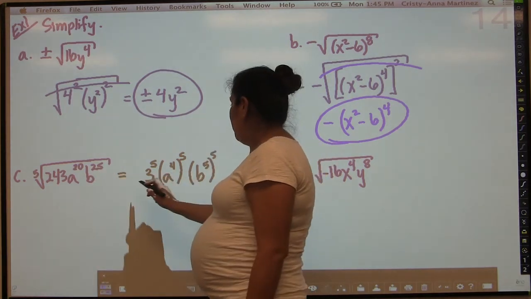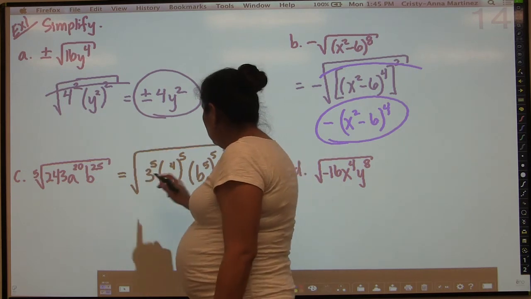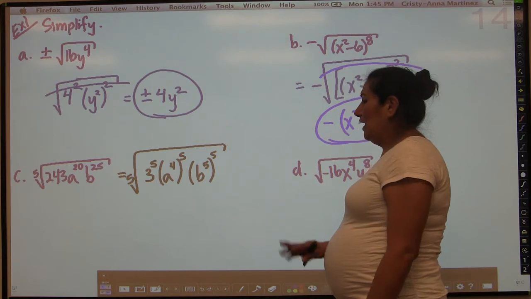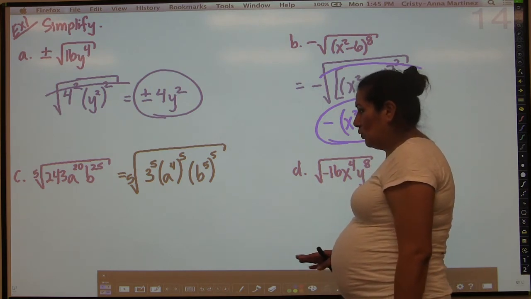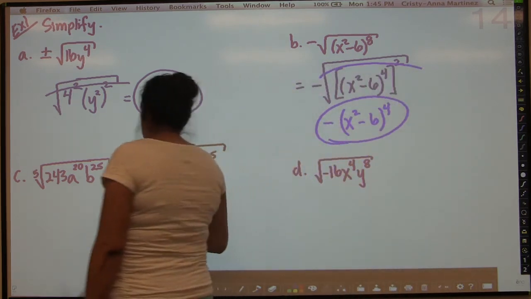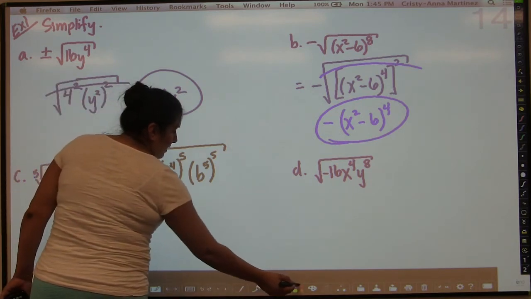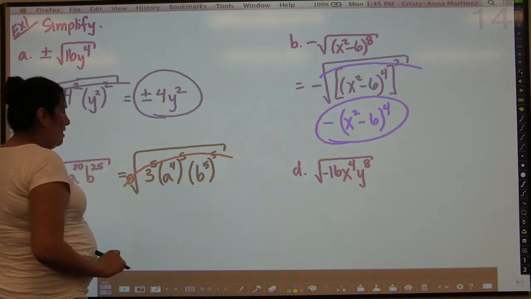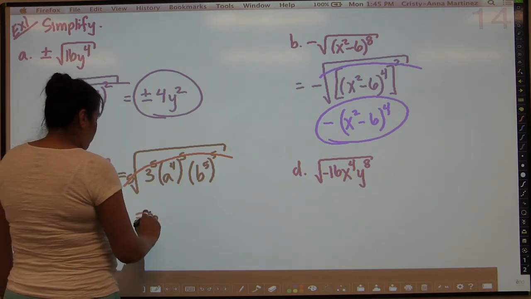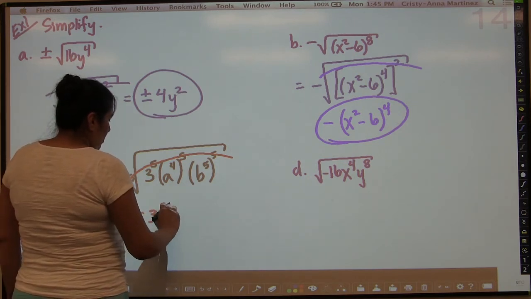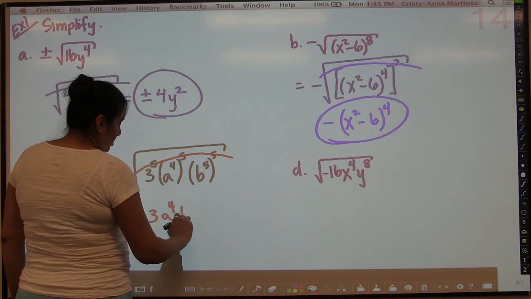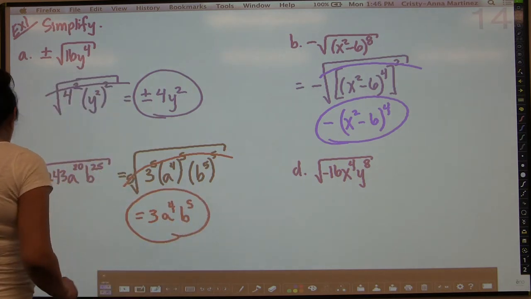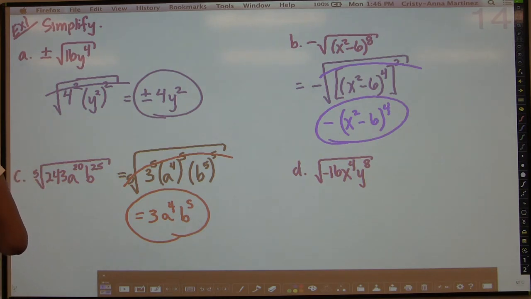All right, and then we're going to put our radical back on with the 5th, well, number 5 is the index. And anything that has a 5th power is going to cancel with that 5th root. So we're going to go ahead and cancel all these 5s, kind of like that. And so we're going to end up with 3, a to the 4th, b to the 5th as our final answer for part C.